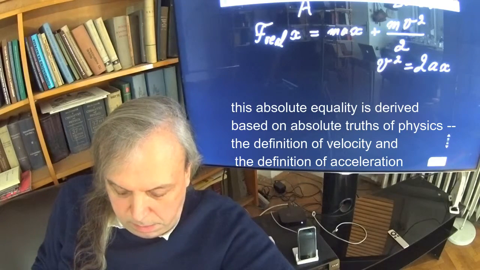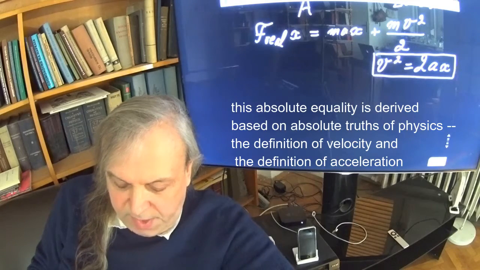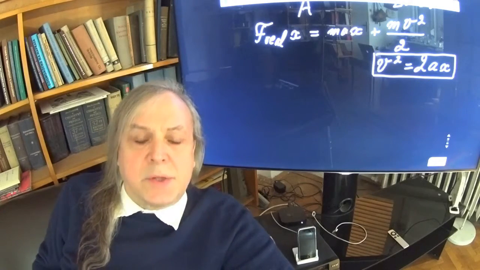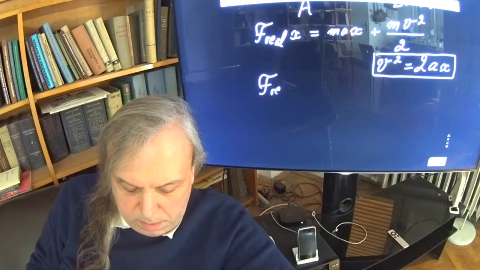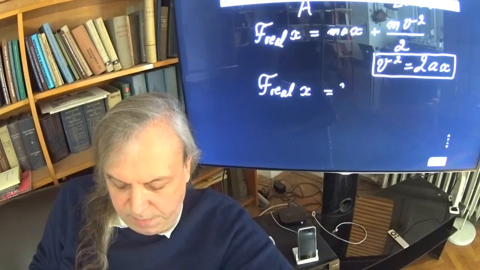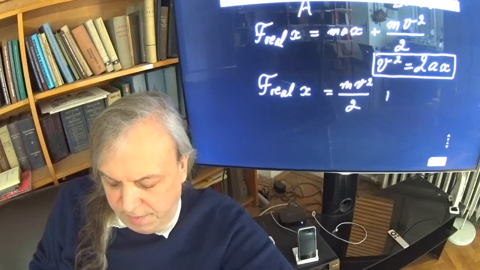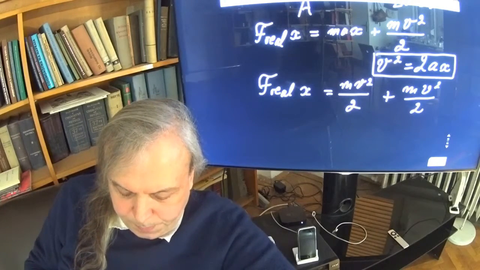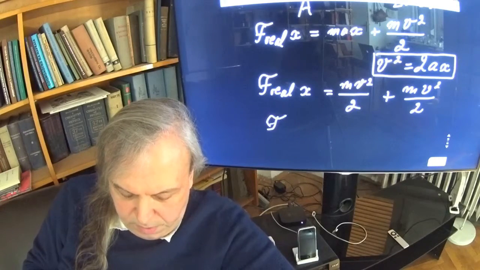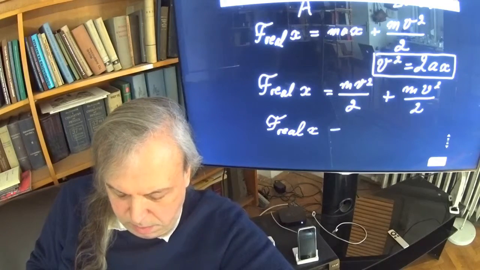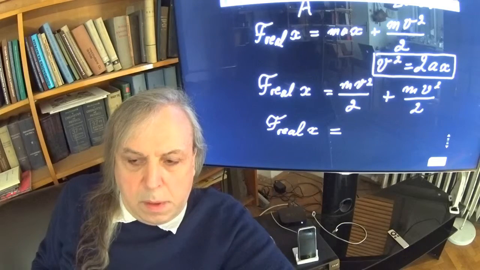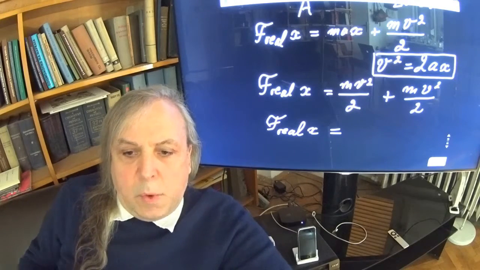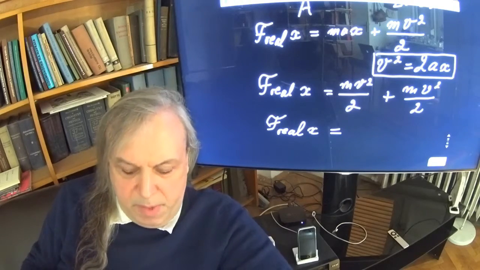And finally, when using this equality, we see that the first term after the equality sign is the same as the second term. So it will be F real x equals mv² over 2 plus mv² over 2. And so we have F real x, which is the work to transport this free body across a displacement x. And to do this work, energy must be spent of the same amount. So this will be energy.